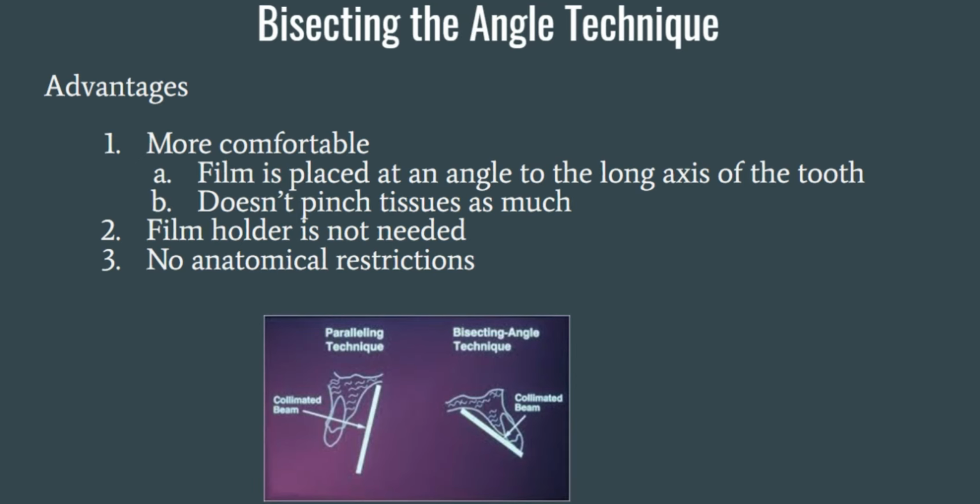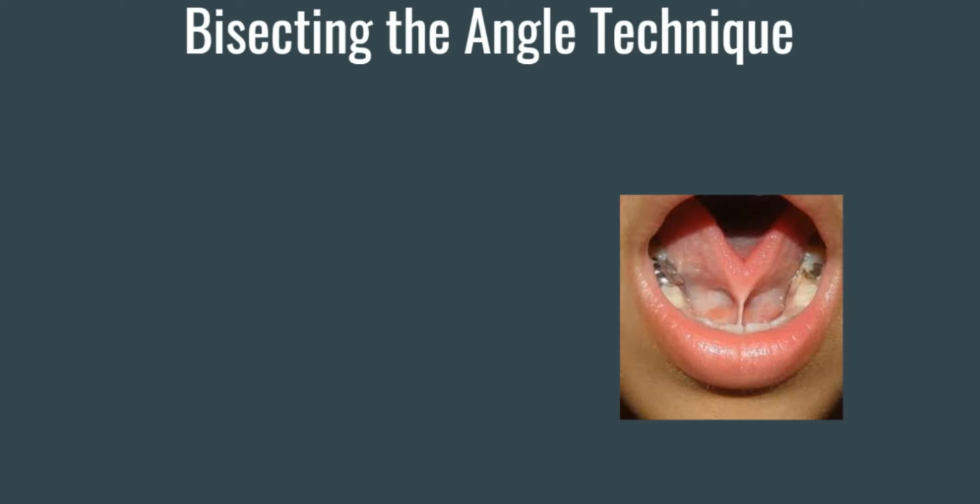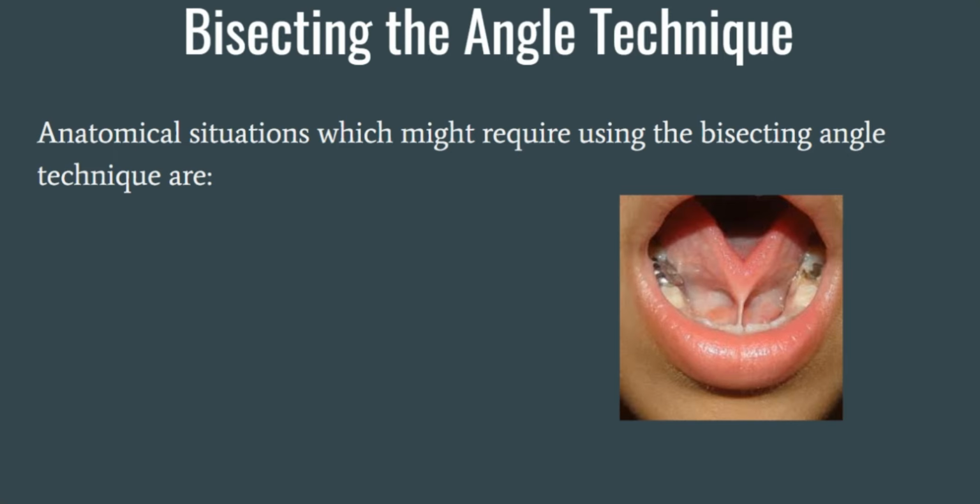And that includes not just the central beam, but it also includes that film. That film can be moved around to different angles to accommodate all of your different situations. Here's a couple different situations that you might consider using the bisecting technique versus the paralleling. First is if your patient has a shallow palate. Again, you can just change that angle of the film.